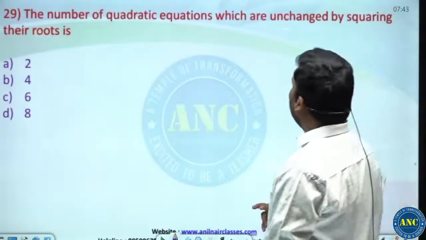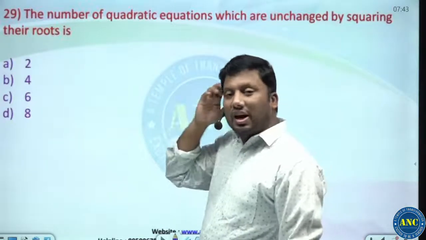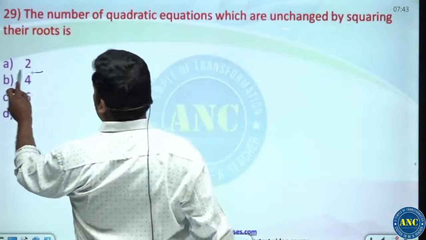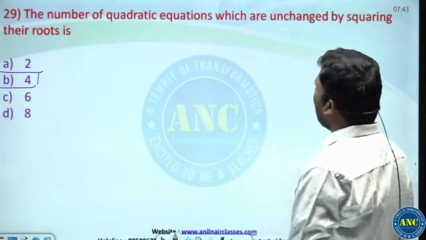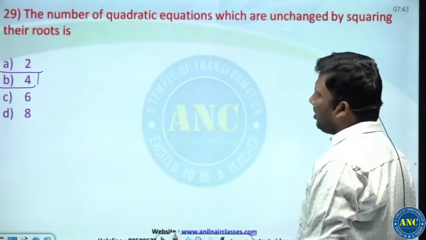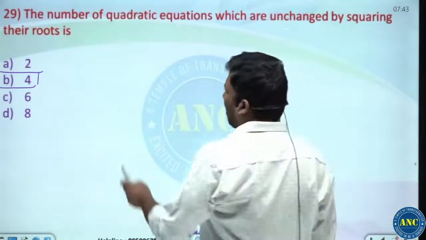These are some very, very good questions. Try these out. The answer for this question is 4. The number of quadratic equations which are unchanged by squaring the roots.